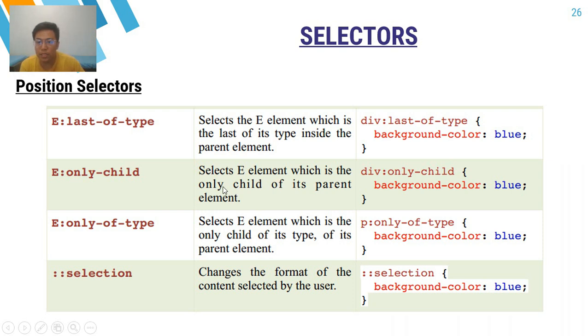It selects the element which is the only child of its parent element. It means that it has one element on that particular parent element. Only-of-type is just the type of a particular element. It means that you're going to use only a paragraph in this particular example. And we have here the double colon ::selection. It changes the format of the content selected by the user. Say, for example, we want to change the background color on that particular area. You can use ::selection for formatting the content selected by the user. So these are examples of position selectors.